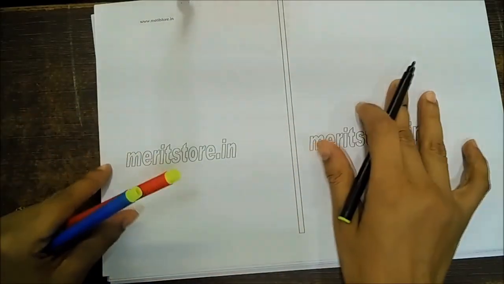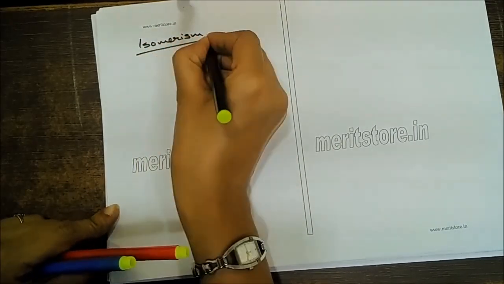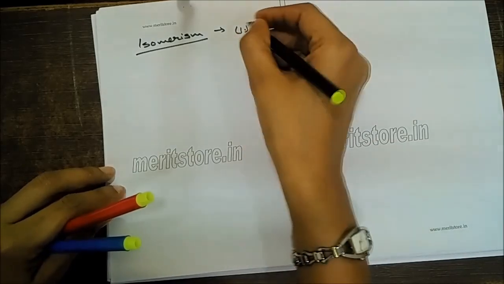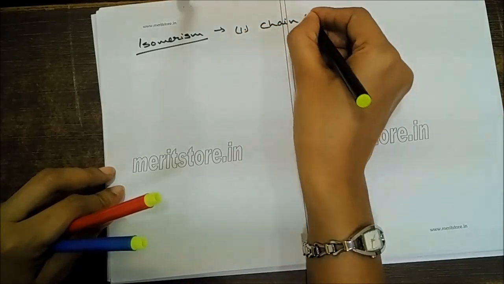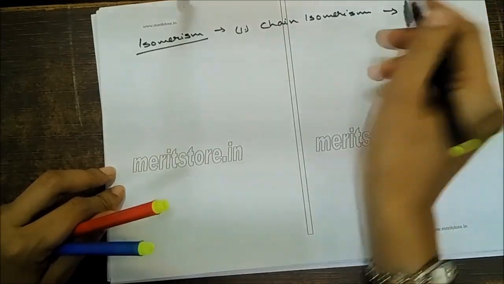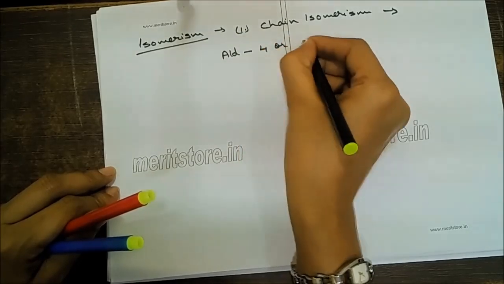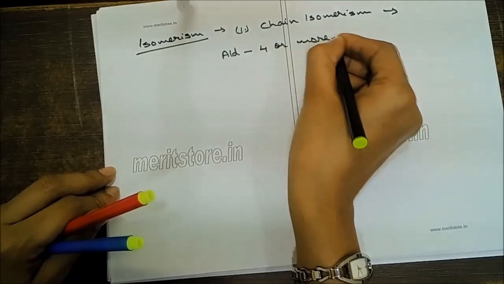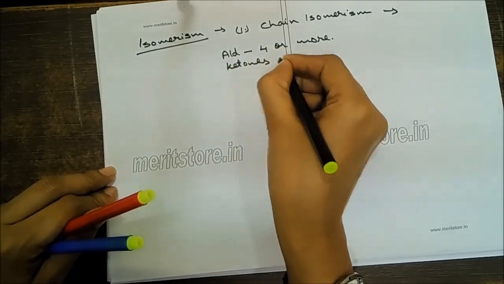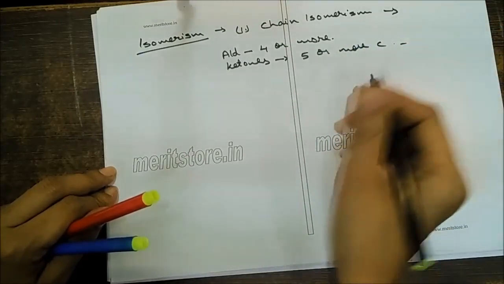Now isomerism. Isomerism in carbonyl compounds: first is chain isomerism. Aldehydes with 4 or more carbon atoms will show this type of isomerism, and for ketones, 5 or more carbon compounds will show this type of isomerism.